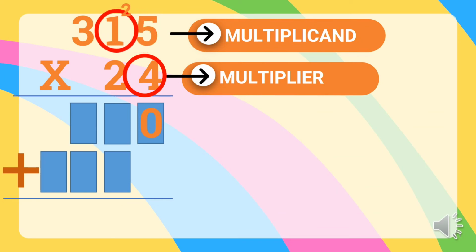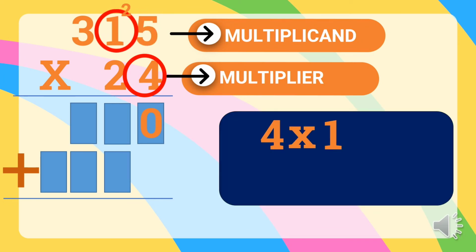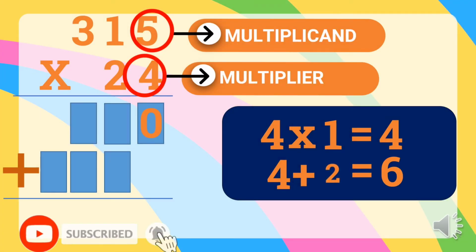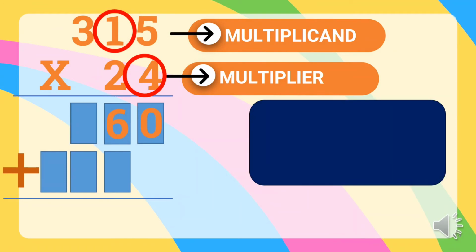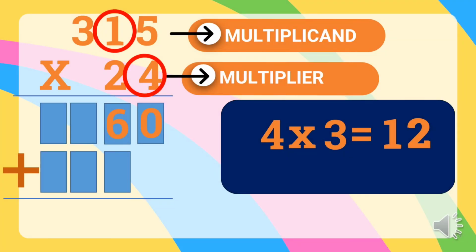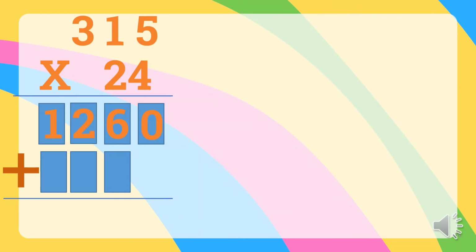Next is 4 times 1 is equal to 4. Then 4 plus 2 is equal to 6. Next is 4 times 3 is equal to 12. Therefore, 1,260 is our first partial product.